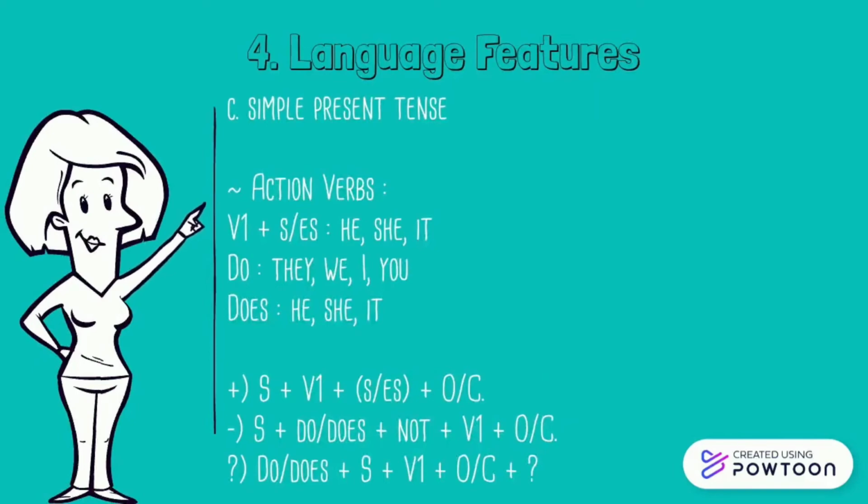While the interrogative form, you must put do or does in the beginning of the sentence, and then it follows the subject, and then verb one, and the last one object or complement followed by the question mark. So far, do you get it, guys?